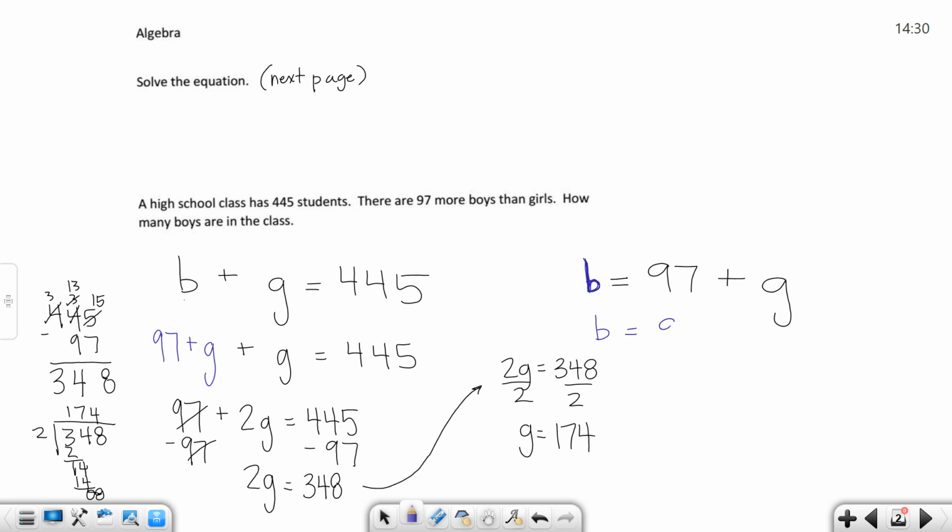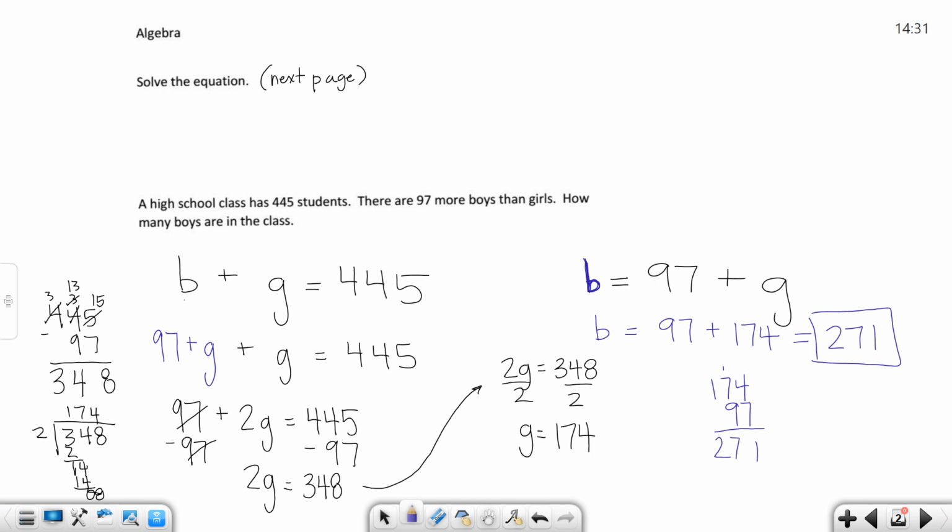So the number of boys is 97 plus the number of girls. So if there are 174 girls, and there are 97 more boys than that, there should be 271 boys. And that's how you would get your answer.